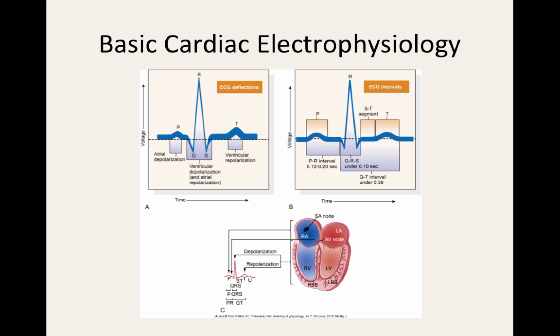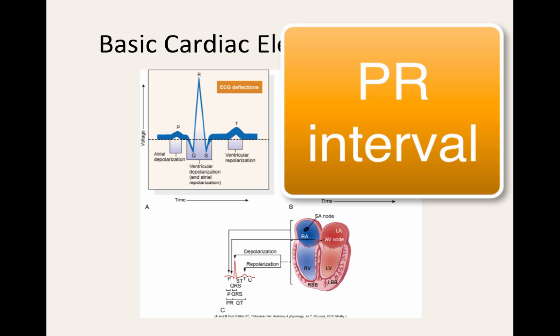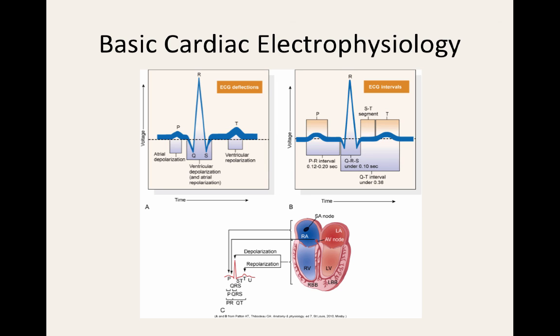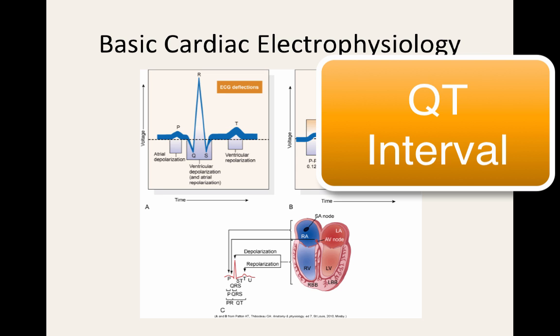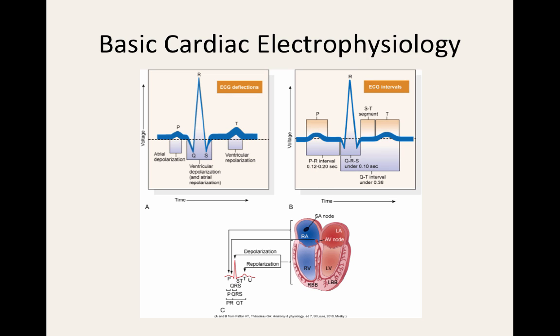So you also have two intervals. Not only will you look at the actual waves, but you'll also measure the intervals. The PR interval is the time between the start of atrial depolarization and the start of ventricular depolarization. And the QT interval is the time it takes the ventricle to depolarize, contract, and repolarize or fill. So those are frequently two time frames or two intervals that we report out on the EKG.